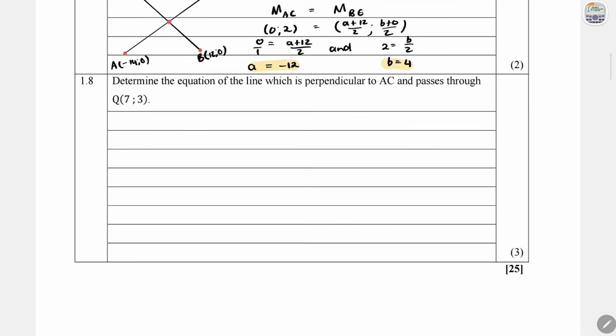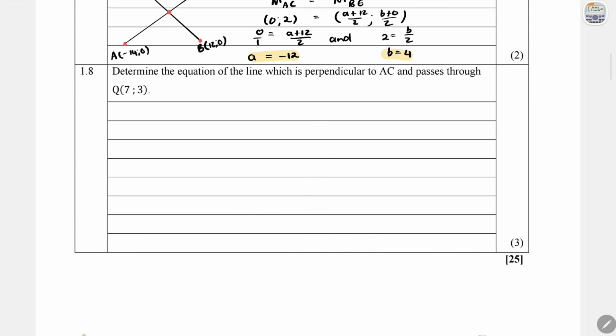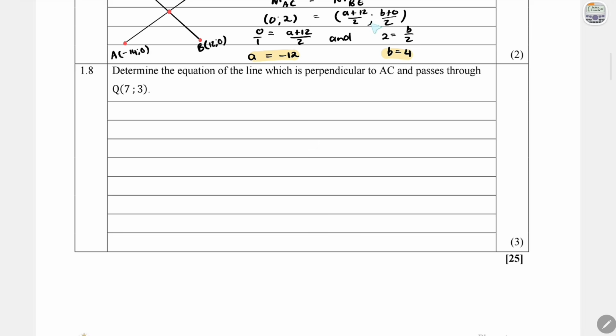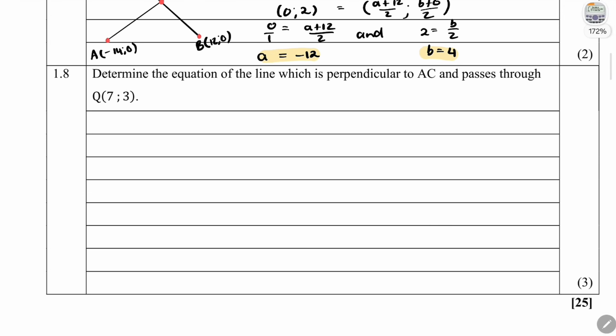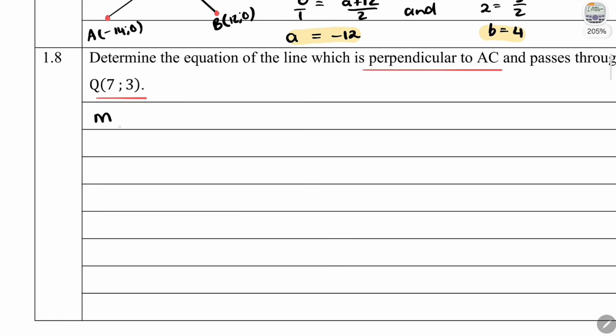And those are our answers. Moving on to the last question for question 1.8. Okay, question 1.8 says, determine the equation of the line which is perpendicular to AC and then passes through this point. So to find the equation of this line, we simply need a gradient and then the value of c. We can find the value of c by using this point that we have, Q, 7 and 3.